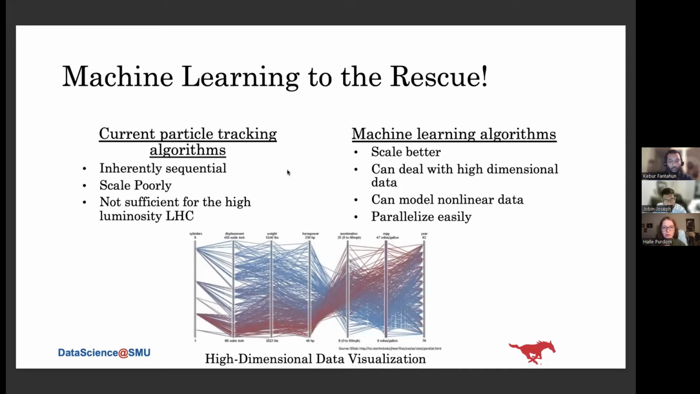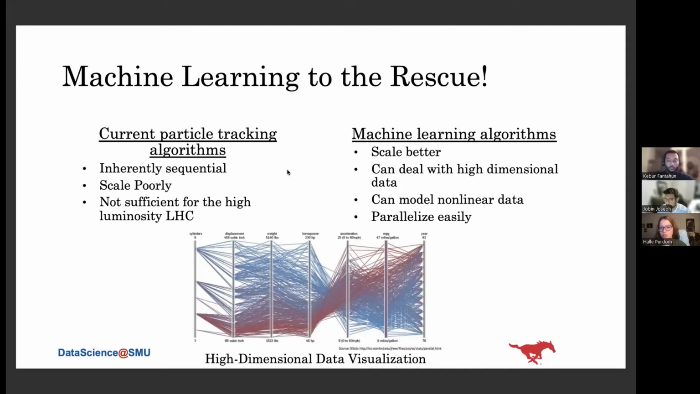The current methods to approach this are called particle tracking algorithms, and they're working great. They're successful with the amount of data that is coming through the LHC. But we're moving into this high luminosity phase, which means more data. Because these algorithms, like the combinatorial Kalman filter, are sequential, they don't scale very well. They're not going to be sufficient for the new amount of data, so we're going to look to machine learning to solve that problem.